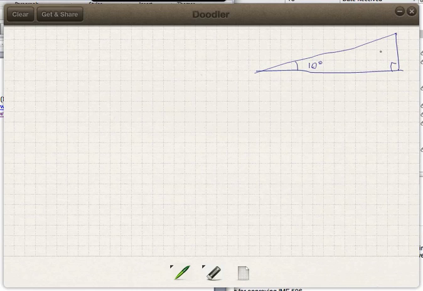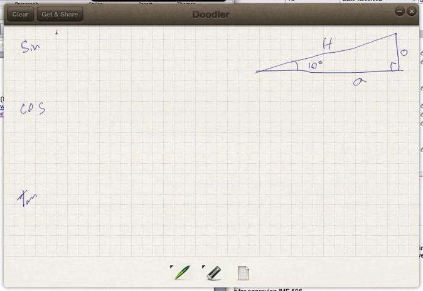So we have a 10-degree angle, right angle. This is the opposite side. This is the adjacent side. This is the hypotenuse here. Okay, what do these functions look like? If we were to draw sine, cosine, and tangent.